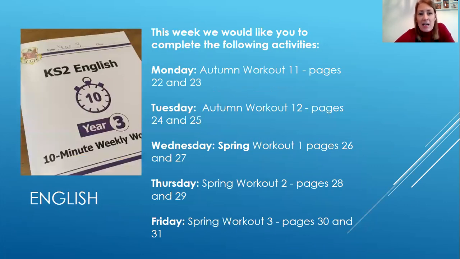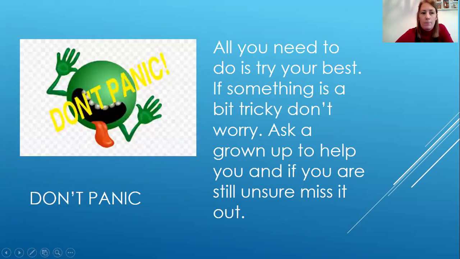Right, English now. On here I've put which pages I'd like you to complete for English. We're going to finish our autumn workouts this week with workout 11, 12. That's pages 22 and 23 on Monday and 24 and 25 on Tuesday. Then we're going to move on to the spring workouts. On Wednesday, you've got pages 26 and 27. Thursday, you've got pages 28 and 29. On Friday, you've got pages 30 and 31.